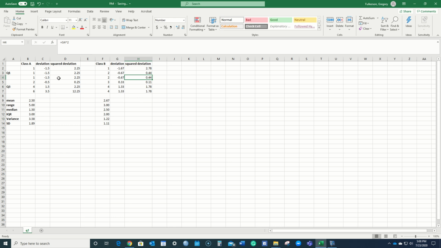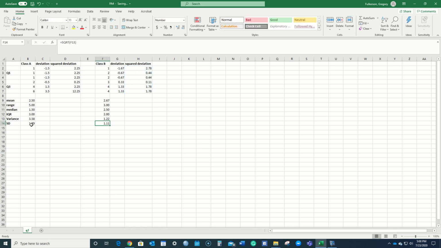So the variance is going to be the average of the squared deviations. It's the mean of the squared deviations. So that's down here. So you see I've got the average of D2 down to D8. It should be D7. Let's just switch that. Since D8 is empty, it doesn't make any difference really, but there we go. And for this one, it's going to be the average of H2 down to H7.